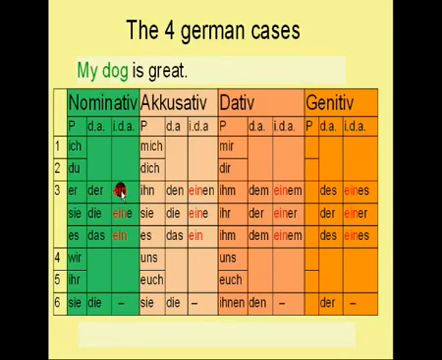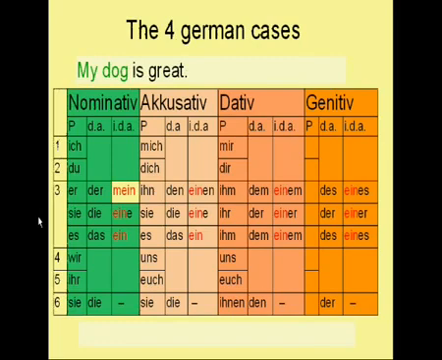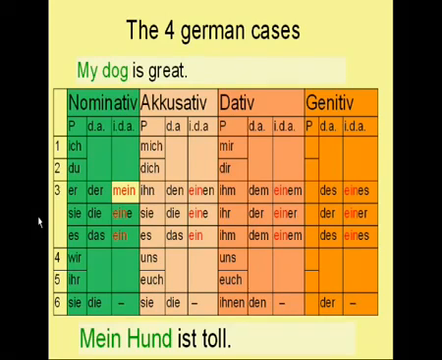So we know that we need to replace this word stem. All we need to do now is incorporate the information about the possessor. Who is the possessor? Which grammatical person has the possessor? The possessor is in the 1st person singular. So we need the word stem mein and we replace it with ein. So the sentence is Mein Hund ist toll.